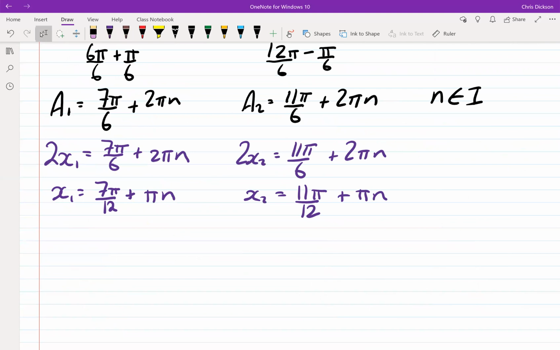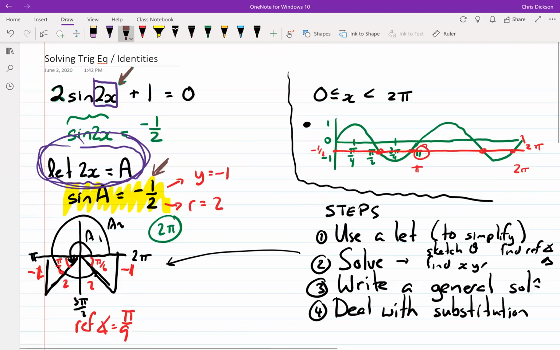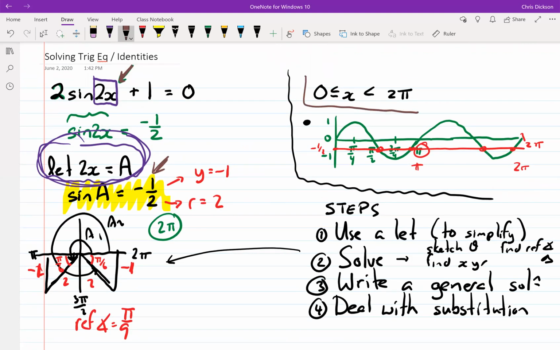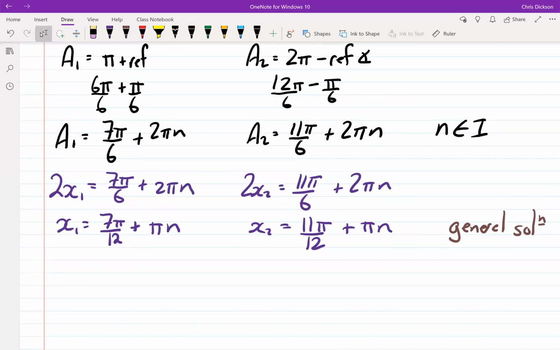But now notice these are general solutions. And the question wasn't wanting to know all the answers. All it wanted to know was the answers between 0 and 2 pi. It's solved between 0 and 2 pi. So what I do now is I go to my general solutions and I just plug in numbers and I try to get all the answers as long as I don't go past 2 pi.